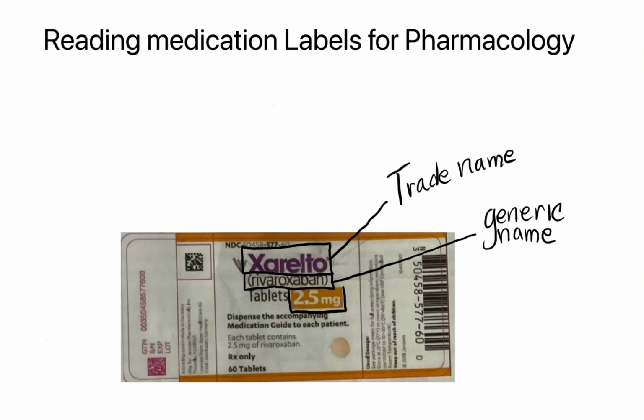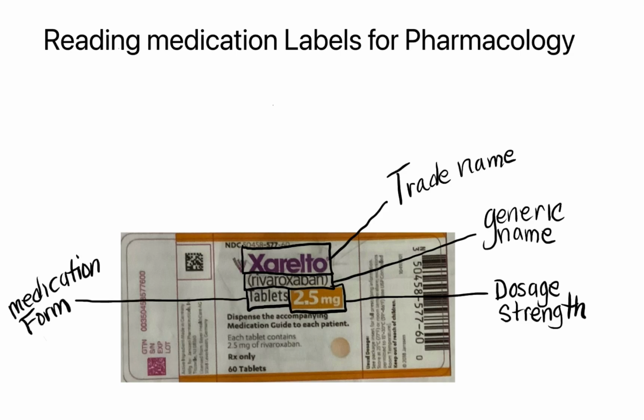Now we're going to look for the dosage strength of this medication. It's 2.5 milligrams. That's the dosage strength of this medication. Now we're going to look for the form of this medication. The medication form is in tablets.